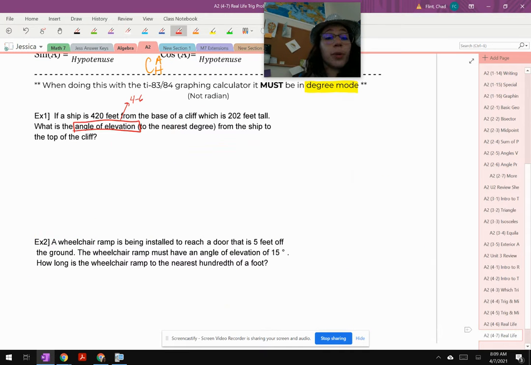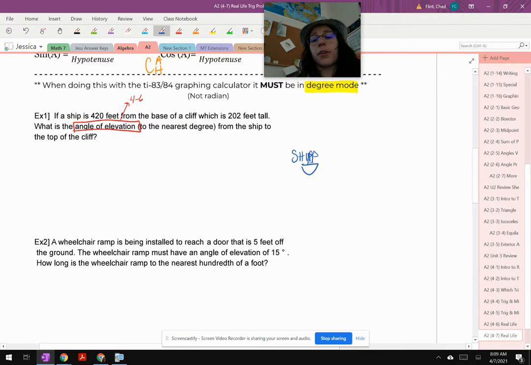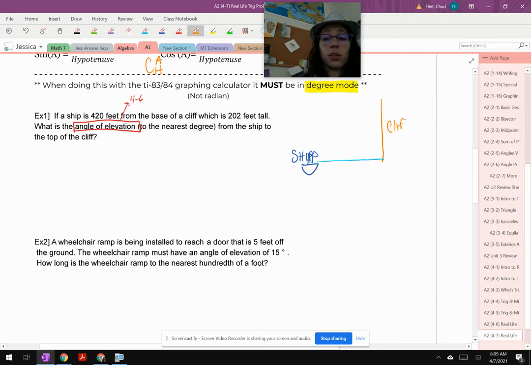All right, so we have a ship that is 420 feet from the base of a cliff. Okay, so we have a ship. And you don't really need to draw a picture of a ship. You could if you really want to. I don't even know how to draw a picture of a ship, but whatever. There's my little boat. There's my ship. And it is 420 feet from the base of a cliff, which is 202 feet tall. So the cliff is 202 feet tall.